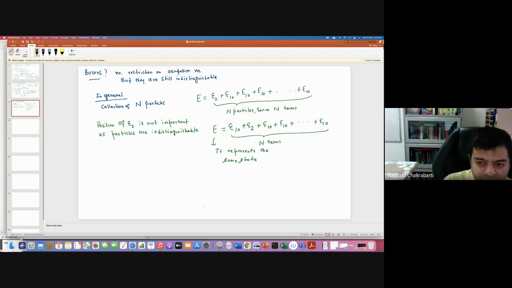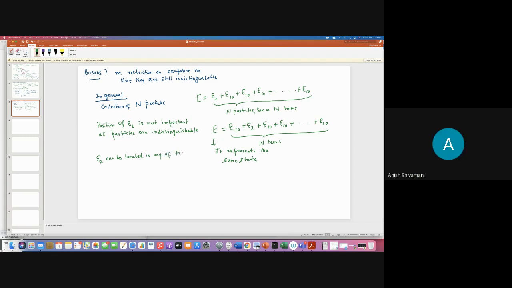So now I can change the position of epsilon 2. How many possibilities are there? N, no? Epsilon 2 can be located in any of the n positions.